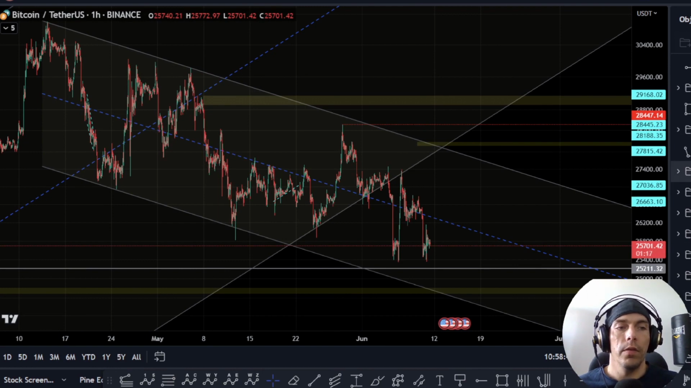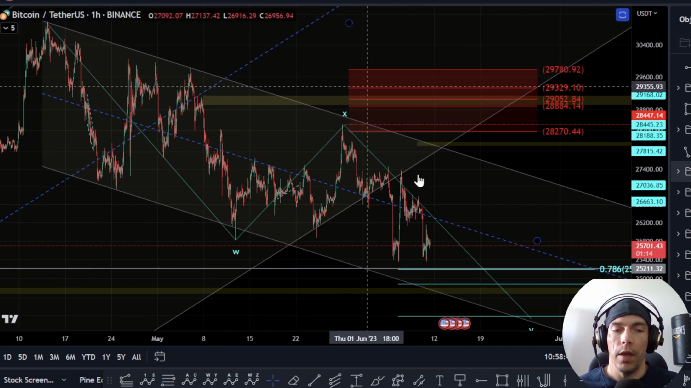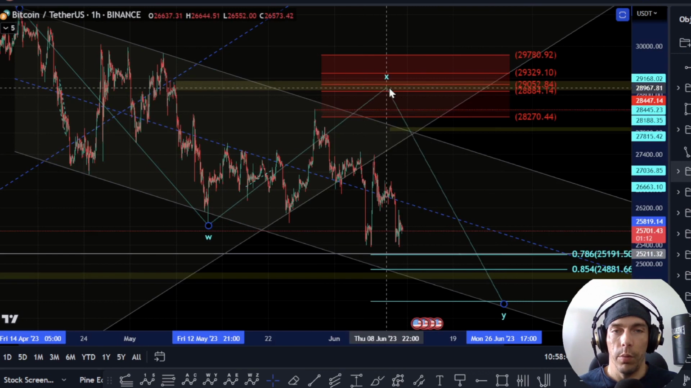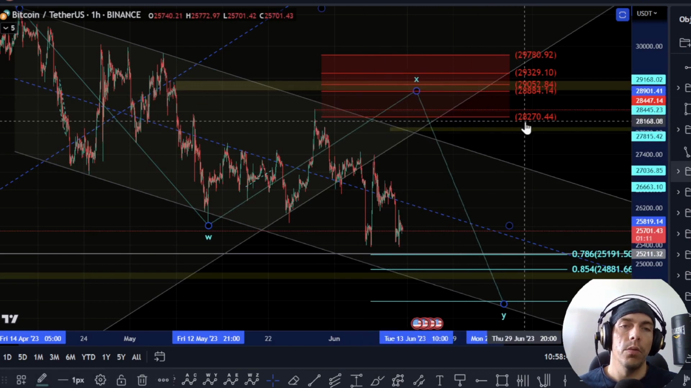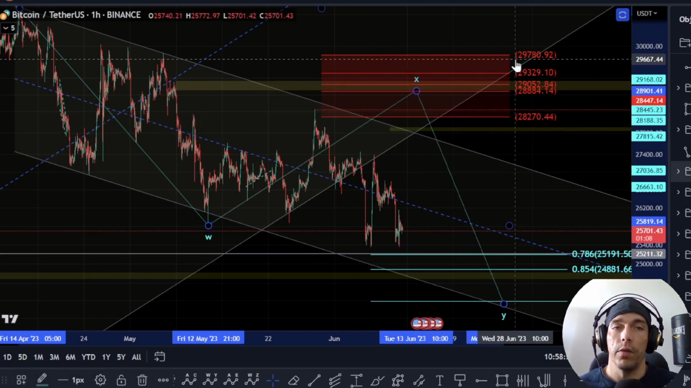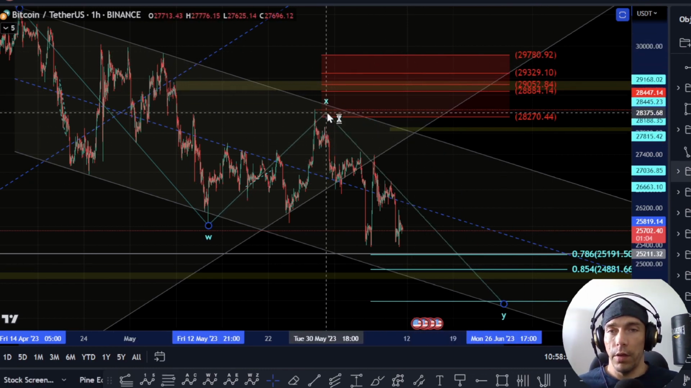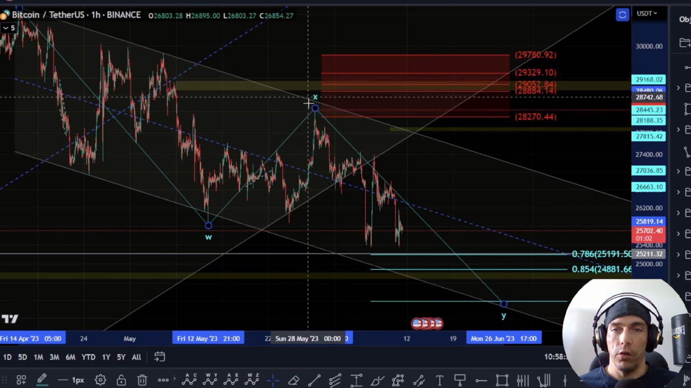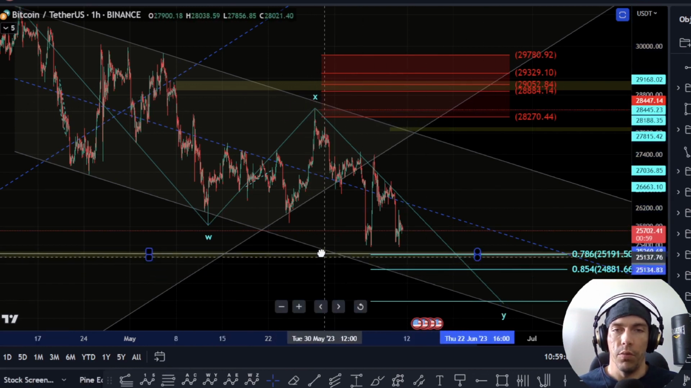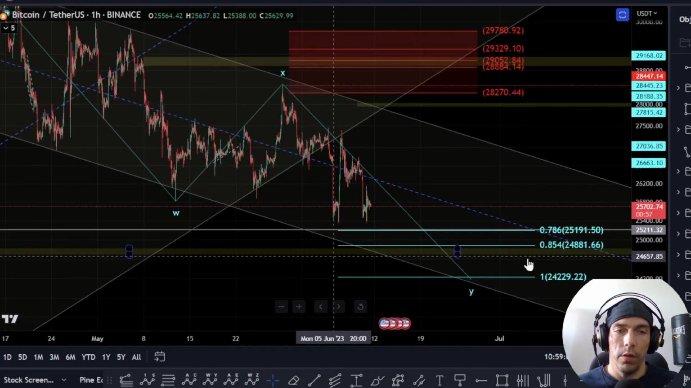So still looking at this primarily as a W, X, and a Y. Now we could argue that this X wave is still in play, in which case we're going to be looking for a push up here towards this 28,270 to this 29,980 as a possible target. Now, as well as that, we could also argue that this X wave is actually completed here, and we could actually be looking for a breakdown directly, looking for one of these lower targets here.